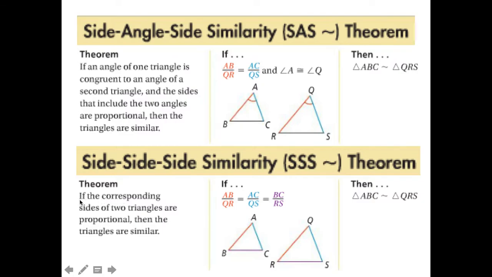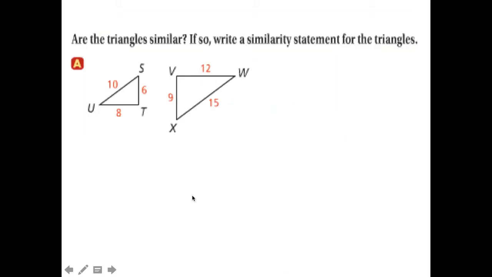Side-side-side similarity states if the corresponding sides of two triangles are proportional, then the triangles are considered similar. And that's pretty straightforward. If we compare the two sides and they are similar to the other two sides and the other two sides, then we can say the triangles are similar.